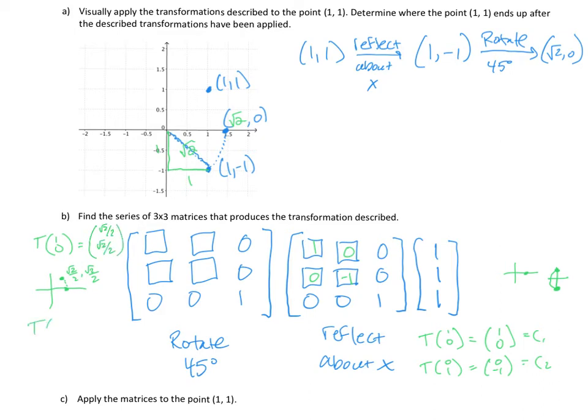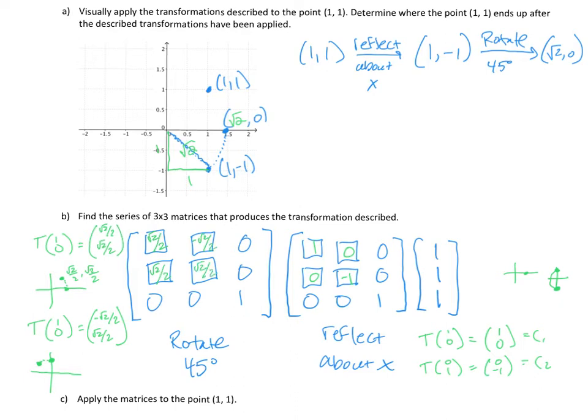And then T of 0, 1, where does that land? If you rotate it 45 degrees about the origin, here's 0, 1. Go 45 degrees this way, you land here. If you, again, picture your unit circle, that is negative root 2 over 2, positive root 2 over 2. So those are column 1 and column 2 of your rotation matrix. So I've got root 2 over 2, root 2 over 2, and negative root 2 over 2, root 2 over 2.